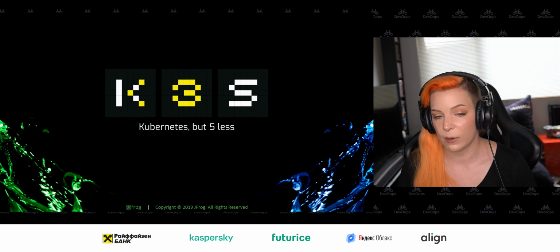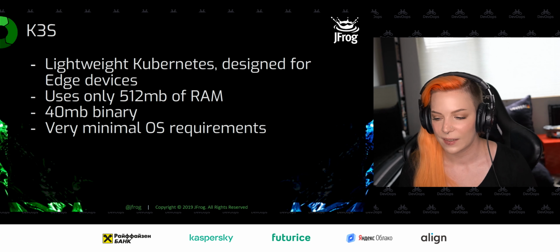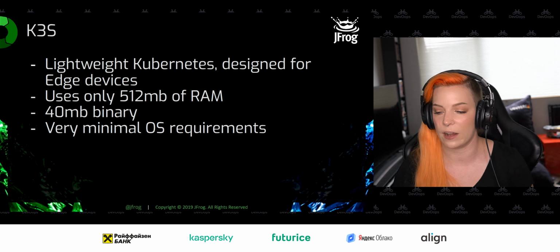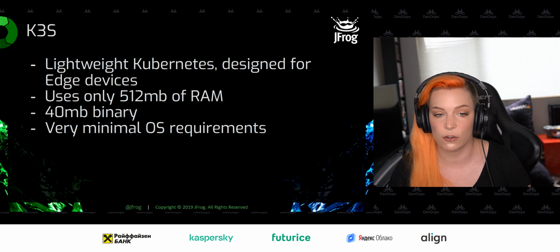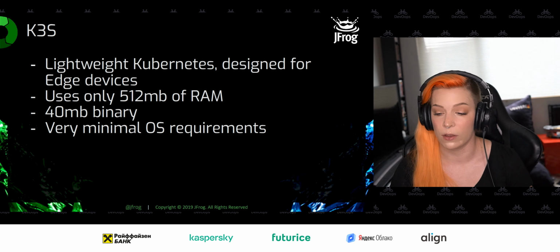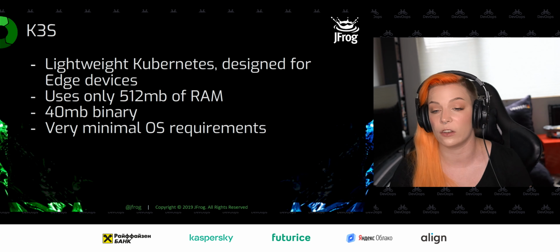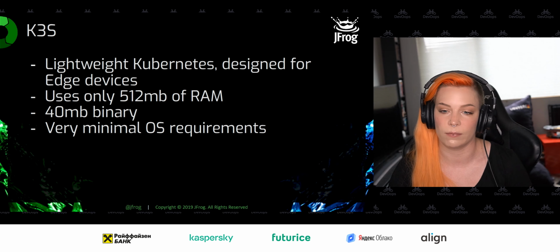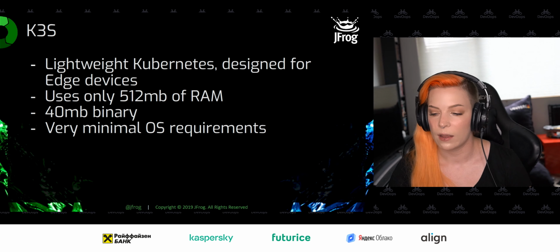First up is K3S with the absolute cutest slogan in open source: Kubernetes, but 5 less. K3S is just super lightweight Kubernetes designed for edge devices. It uses only 512 megabytes of RAM. It produces a binary of just 40 megabytes, and it has very, very minimal OS requirements. The required package dependencies are just containerd, flannel, CoreDNS, CNI, and some utilities like iptables and socat.